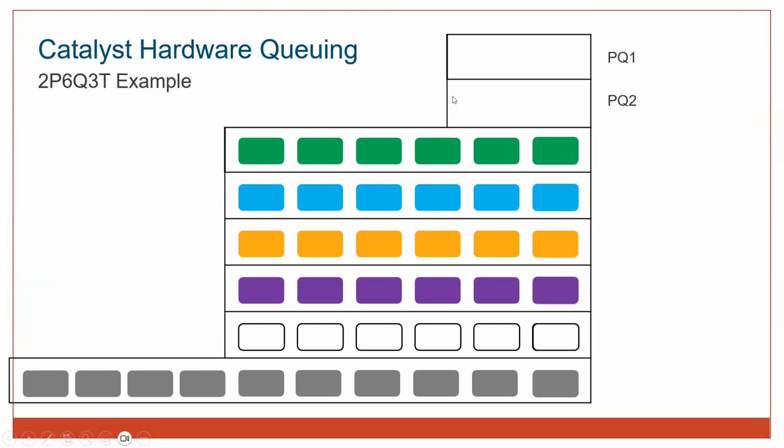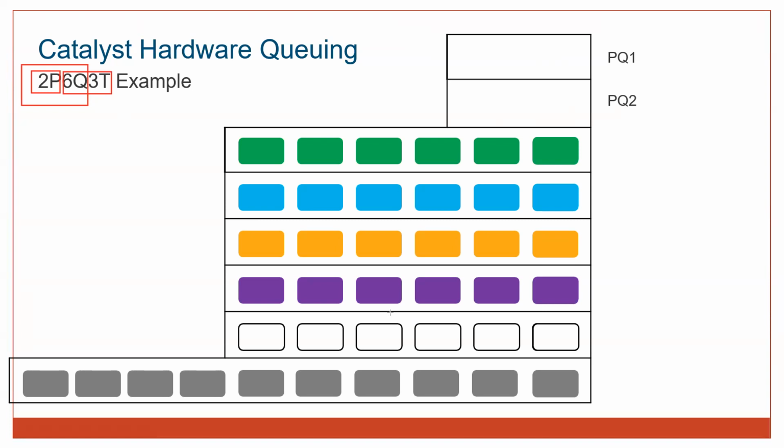Now this is one queue example where you will see that we have 2 priority queues and 6 queues, and in each queue you have 3 thresholds. The 2 priority queues are nothing but queues only. How many queues do you have? This is an example with 8 queues, 2 plus 6. In those 8 queues, you have 2 priority queues.